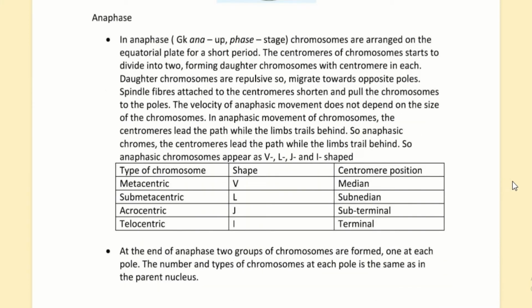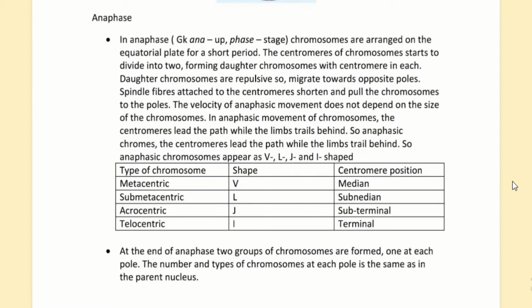Then we have anaphase. Ana means up and phase is stage, so up stage. Chromosomes are arranged on the equatorial plate for a short period. The centromere of a chromosome starts to divide into two, forming daughter chromosomes with a centromere in each. Daughter chromosomes are repulsive, so they migrate towards the opposite poles. Spindle fibers attached to the centromere shorten and pull the chromosomes towards the pole.